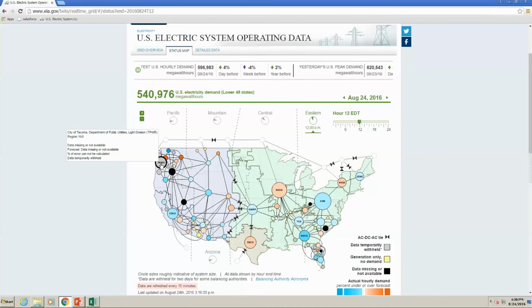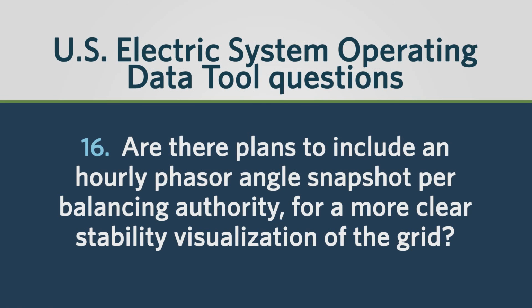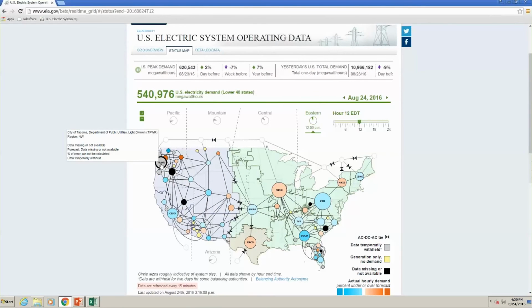And our final question of the webinar: are there plans to include an hourly phasor angle snapshot per balancing authority for a more clear stability visualization of the grid? So the quick answer to that is no. And I'd have to actually think about that a little to be able to figure out if that would relate to what we're doing here at all.